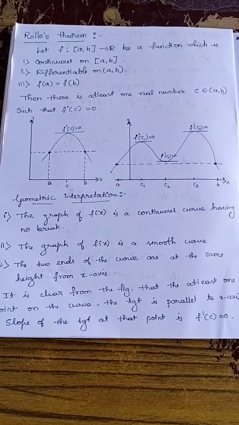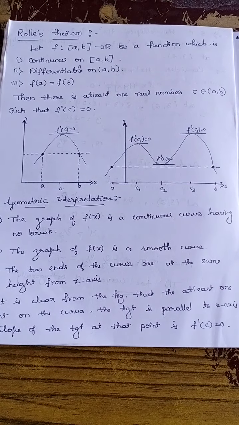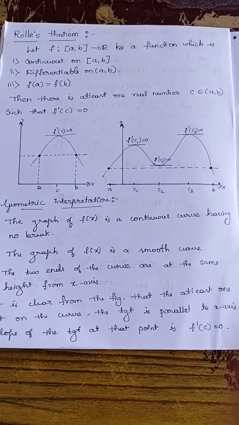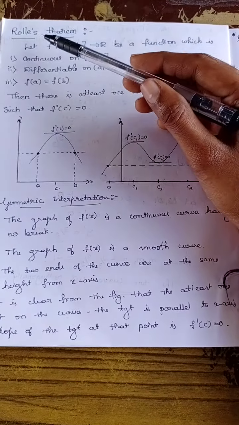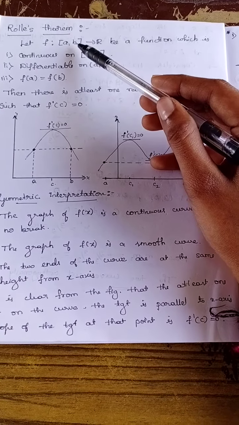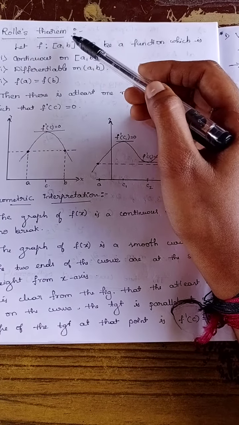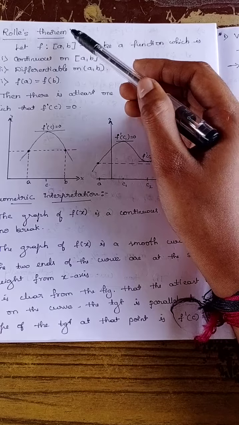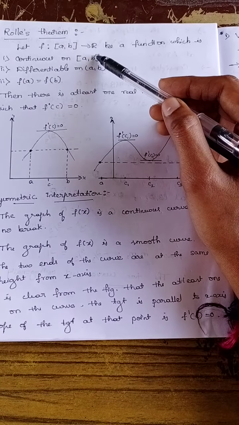Hello dear student, now let us see the two important results in the chapter, that is application of a derivative. First one is Rolle's theorem, and another one is the mean value theorem. Let's see Rolle's theorem. What it says: let f be a function from closed interval [a, b] to the real numbers. That means a function f is defined on [a, b]. It's the domain set and its range is the whole real number set R.